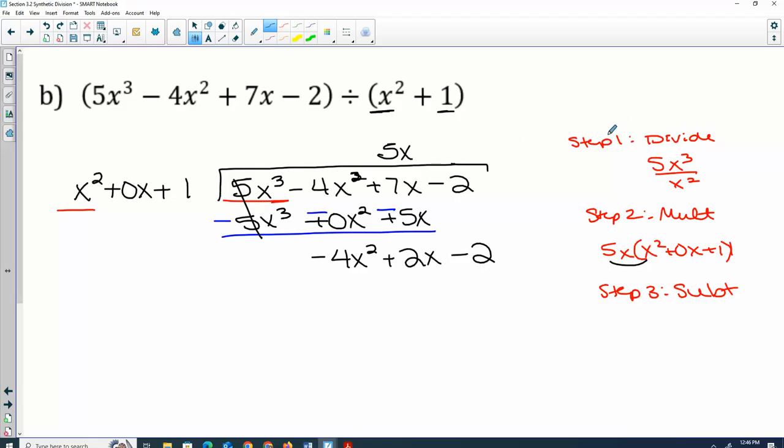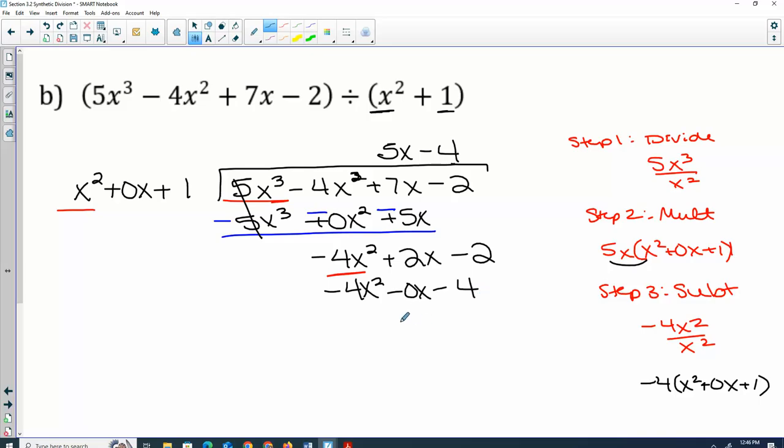Alright, I'm back to step 1. What's step 1? Divide. You divide those first terms. What is negative 4x squared divided by x squared? Step 2, multiply. So you have to do negative 4 times the x squared plus 0x plus 1. 4x squared minus 0x minus 4.